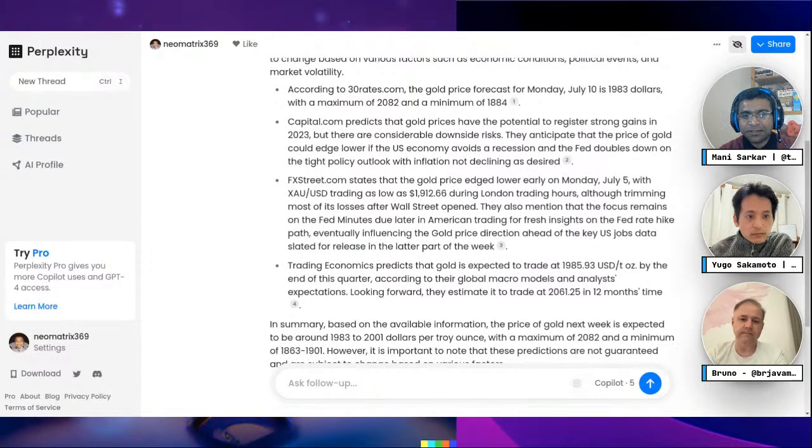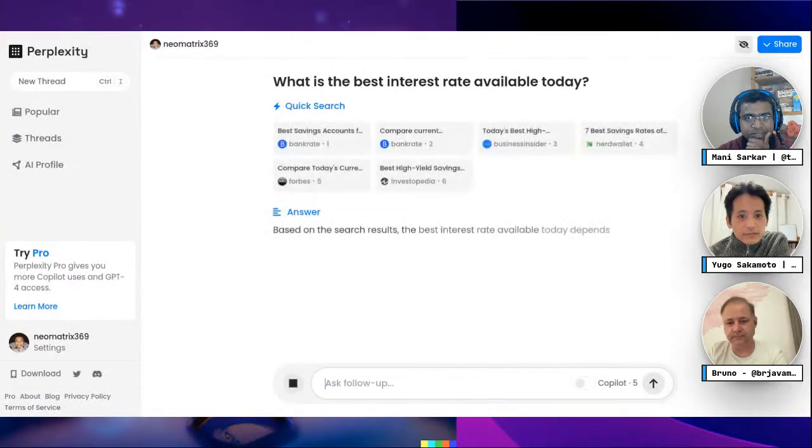I went to another site which shows interest rates. What was my question? My question was, what is the best interest rate available today? Okay, very simple, silly question, but let's see what it tells us. So now I've got the response from it, and I'm going to share the tab, and you can see my question right on top there.